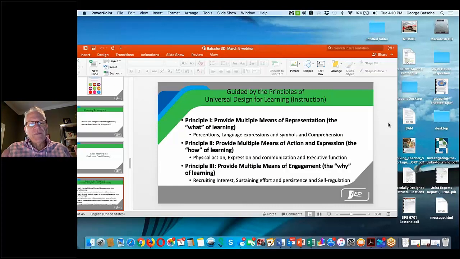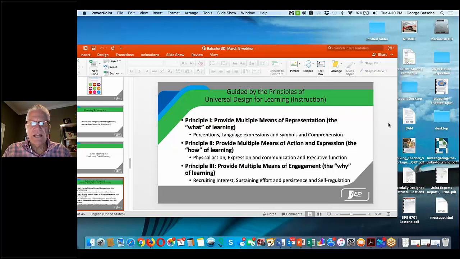The planning process is guided by the three principles of Universal Design for Learning. A lot of people think of UDL as use of technology. I do not. I think of UDL as how we organize, plan, and deliver instruction. So the three principles that should guide all of our thinking all of the time begin with this: how many different ways can we present instruction to meet the needs of diverse learners?